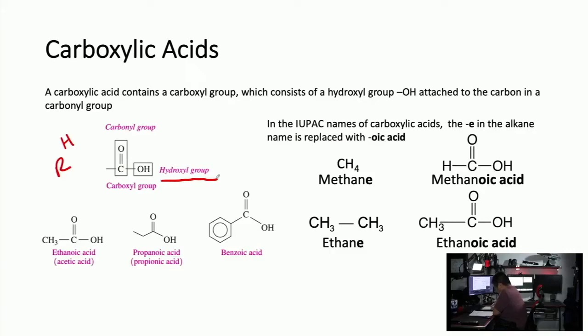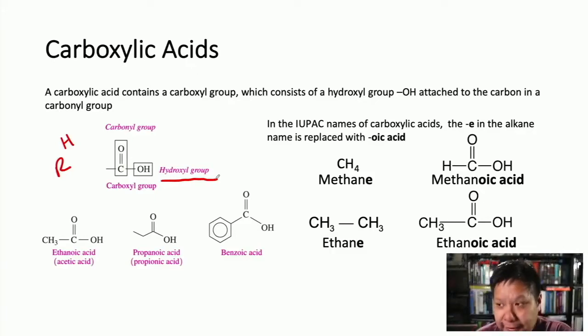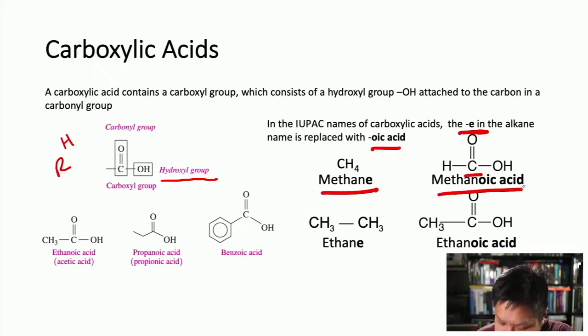Right? So we can name carboxylic acids very easily. All we have to do is take the E from the alkane name, and change it to oic, and you have the carboxylic acid's name. So, say you have methane, which means it has one carbon in it. That carbon is the carbonyl carbon. We call it methanoic acid, right?